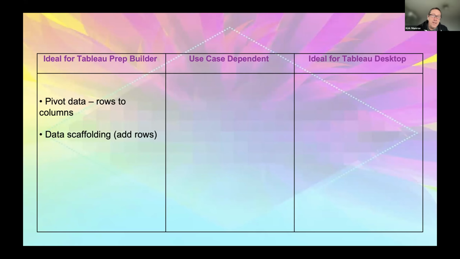People are probably used to pivoting columns to rows. It's been in Tableau Desktop since maybe version 9 or 8. It's been in for quite a while at this point, but not rows to columns. You cannot pivot rows to columns in Tableau Desktop. And the other one is date scaffolding of data, but it's much easier to do in Prep Builder than trying to do it in Tableau Desktop.